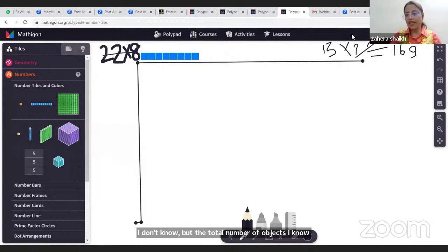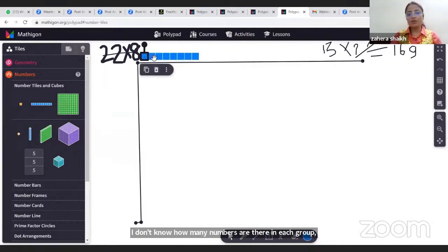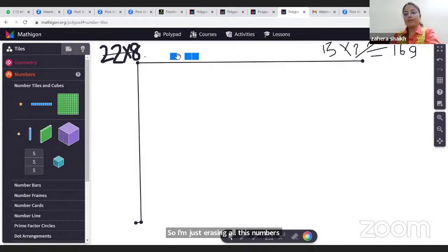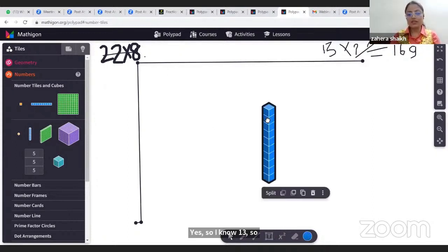So the child will make a connection between these numbers and understand that 169 means the area that I'm going to build within this place. And 13 is the number of times I need to place the object. And on the top, I don't know how many are in each group, or the size of the groups, right? So I'm just erasing all these numbers. So I know 13. So I'll drag 13. This is my 13.